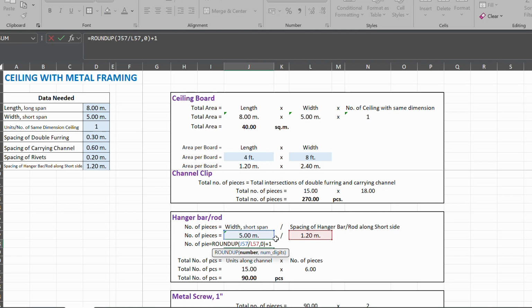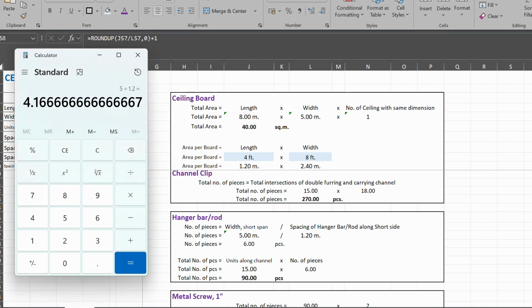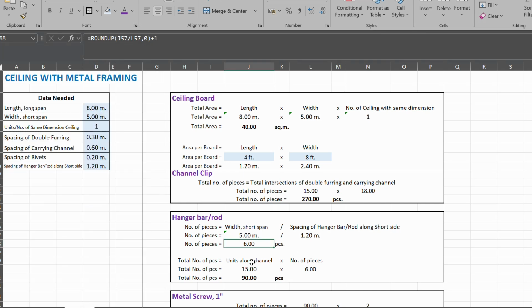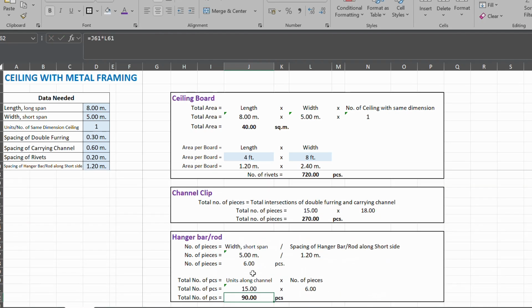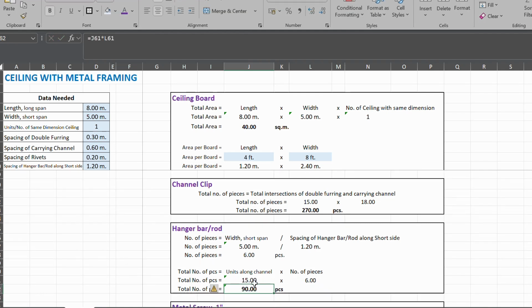You can add plus 1 or not. So 5 divide 1.2 is 4.4, then 6 pieces. So total number of pieces, units along the carrying channel. So 15 yung sa channel natin here. Yung number of channel natin and then number of pieces, kasi dito is the short span, number along channel is the long span. So 15 times 9 is 90 pieces.